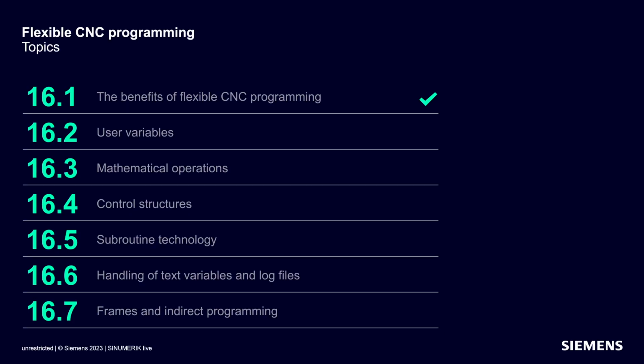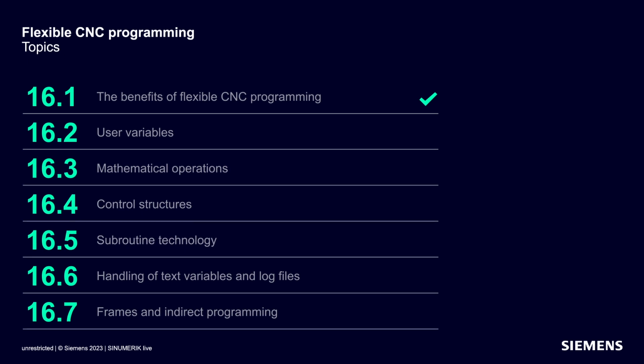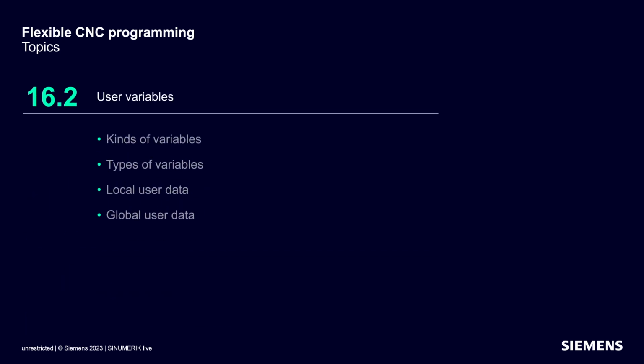Today, we're going to look at the user variables for flexible CNC programming. First, I'd like to show you just what types of variables are available in Cinemeric. Then I'll explain the data types of the variables, something you should really internalize. This is followed by what is probably the most important topic for CNC programming, the local user data. Finally, I'll be showing you how to use global user data to create permanently available variables.